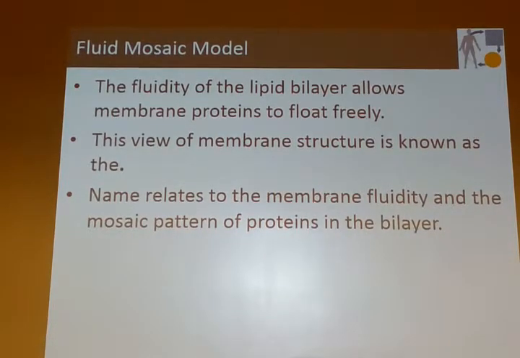So the presence of the kinks in your lipid tails creates fluidity. Presence of cholesterol. Too much cholesterol, the membrane is rigid. Too little cholesterol, the membrane also is not as fluid. So you need just the right amount of cholesterol in the membrane for the ability for things to move. The mosaic pattern is the proteins that are moving. The movement of the protein is the fluidity that they're talking about.